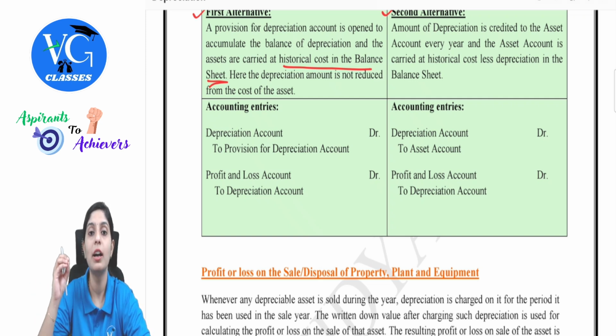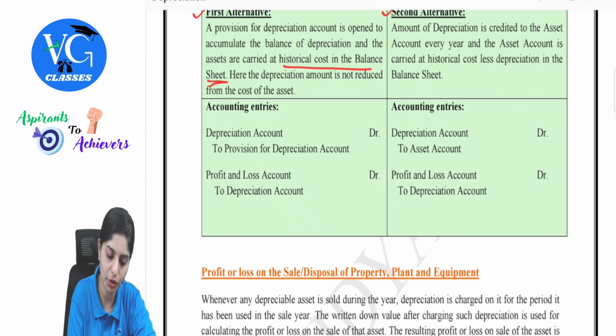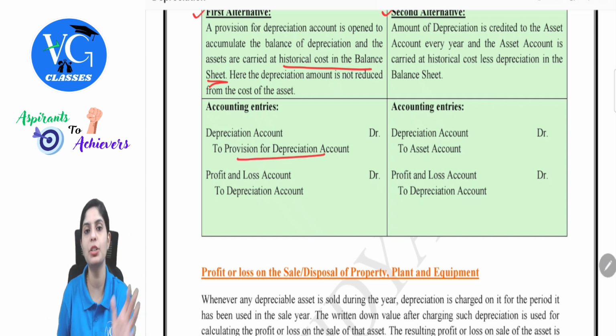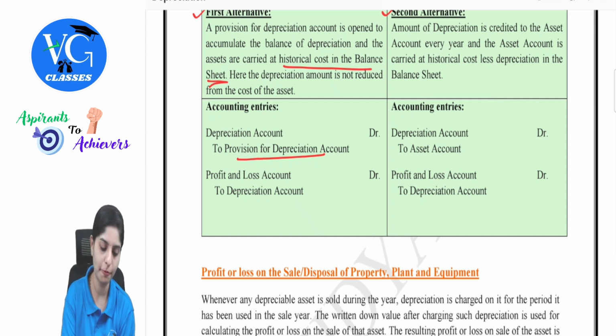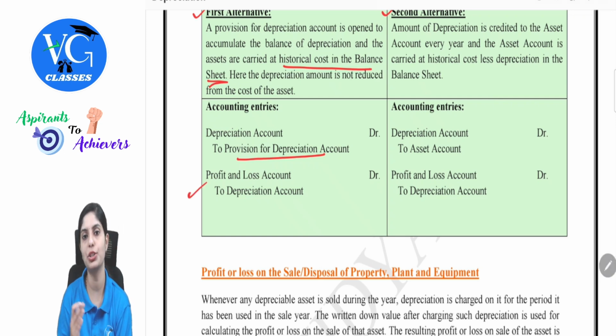Since we are not recording this with respect to the asset or any machinery account, we will route it through a separate account called provision for depreciation account. Next, this depreciation account is a nominal account. If I have to close the ledger, we will transfer it to profit and loss. So profit and loss account debit to depreciation account.